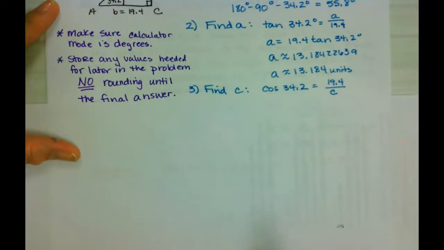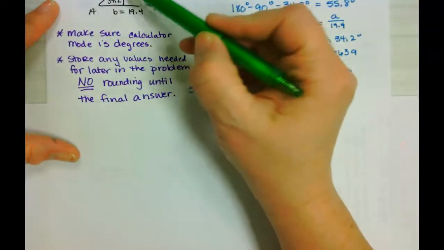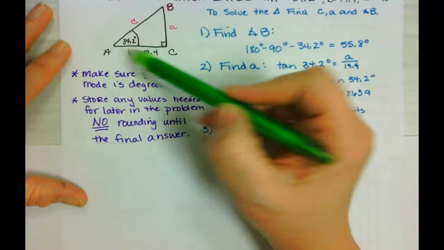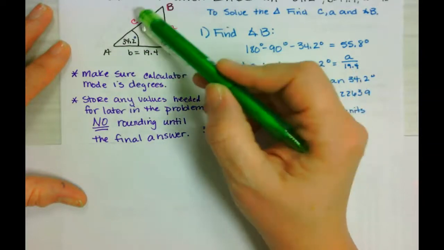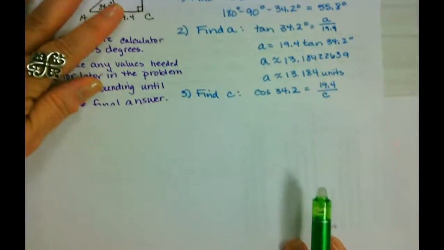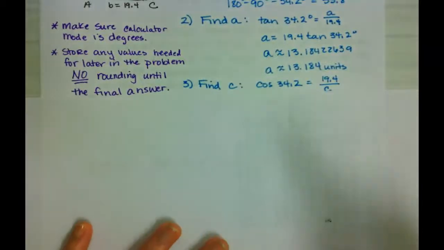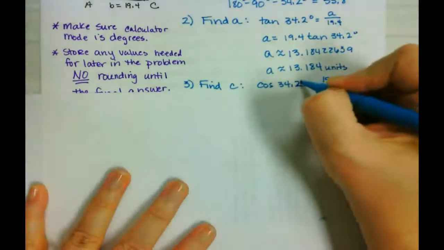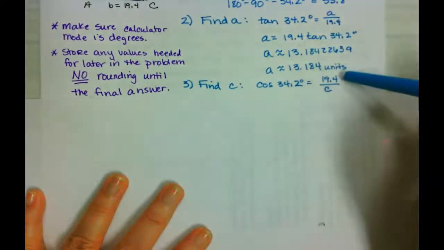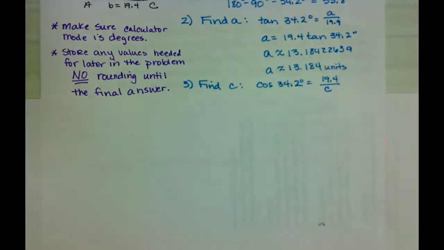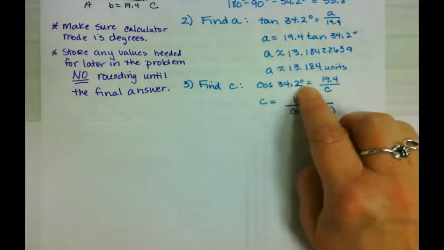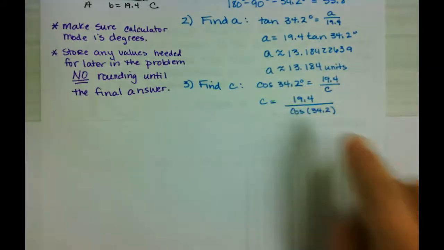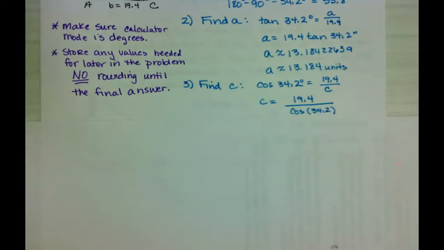So now we're going to find C. And so that's this distance right here. And so that means I'm using the given, which is the adjacent, and the hypotenuse. So I need the trig ratio that's adjacent over hypotenuse. That happens to be cosine. So I have cosine of 34.2 degrees equals 19.4 over C. So then I get C by itself, and so I would multiply both sides by C and then divide by cosine of 34.2 degrees. So that's what it looks like when I have taken care of that.